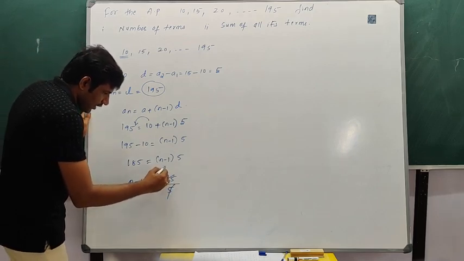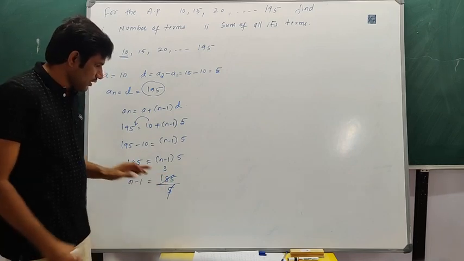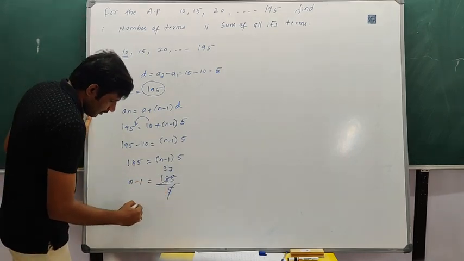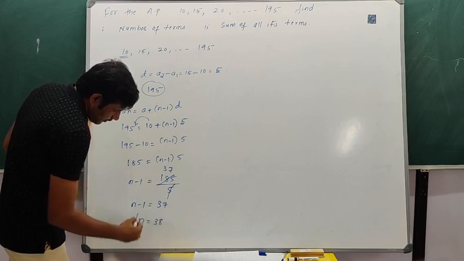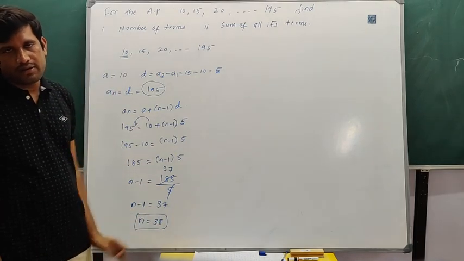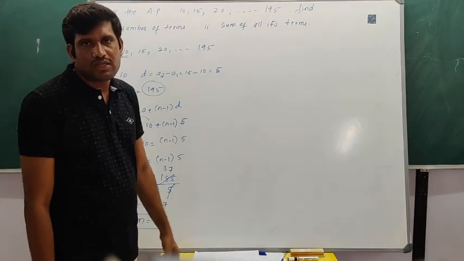5 ones are 5, 5 3s are 15, 5 7s are 35. n minus 1 is equal to 37. So then what is the value of n? n value is 38. So the value of n is 38, that is, the number of terms is 38.